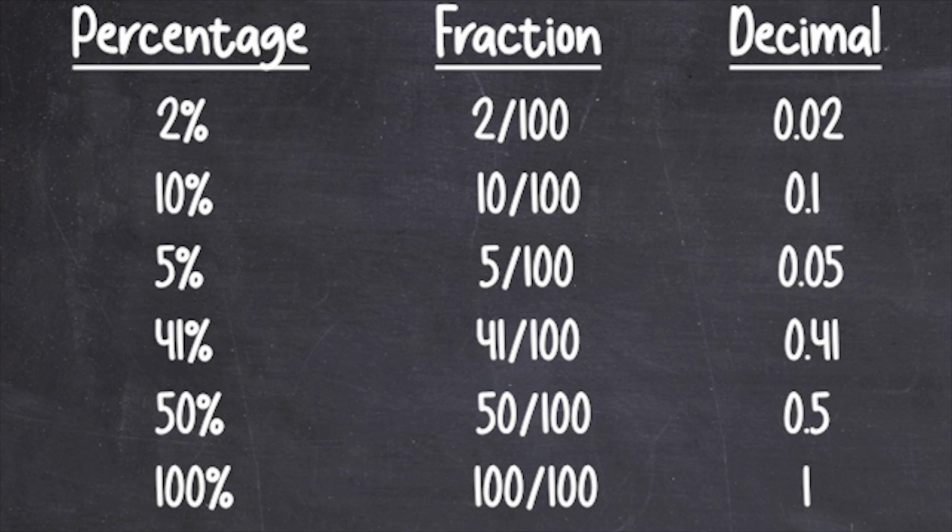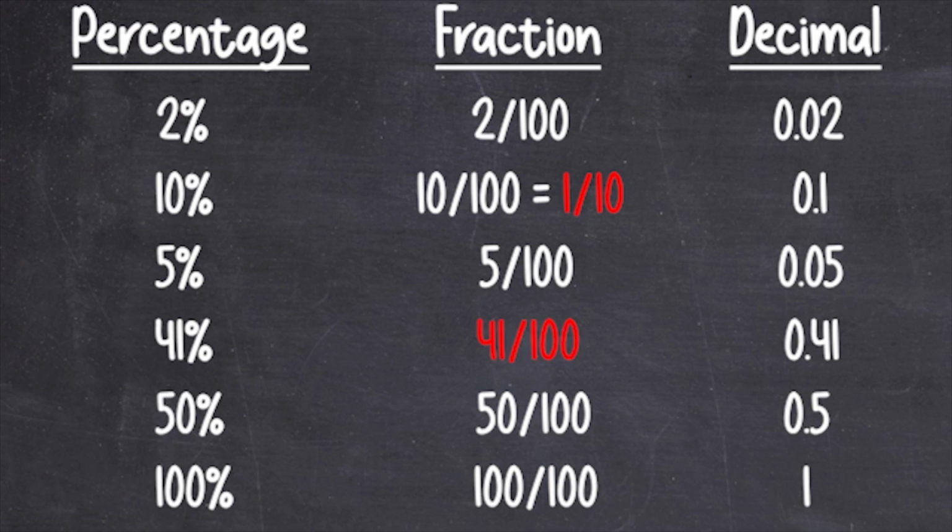The fractions from each percentage may or may not be able to be simplified. Let's practice by simplifying the fractions here. If we look at the fraction 10 over 100, we see that it can be simplified because the numerator and denominator have a greatest common factor of 10. Dividing both the numerator and denominator by 10 gives us the fraction 1 over 10. On the other hand, the fraction 41 over 100 cannot be simplified further because 41 and 100 do not have any factors in common. Now, let's practice converting between fractions, decimals, and percentages with a few examples.